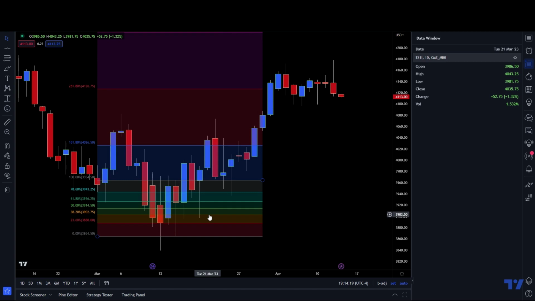I mean, you could go 38.2, but I like the 50. It seems to work well. So you put your buy order at 39.14. And then you put a stop order. What I like to do is put the stop underneath the low of the candle, about here. So that's 50 points, right?